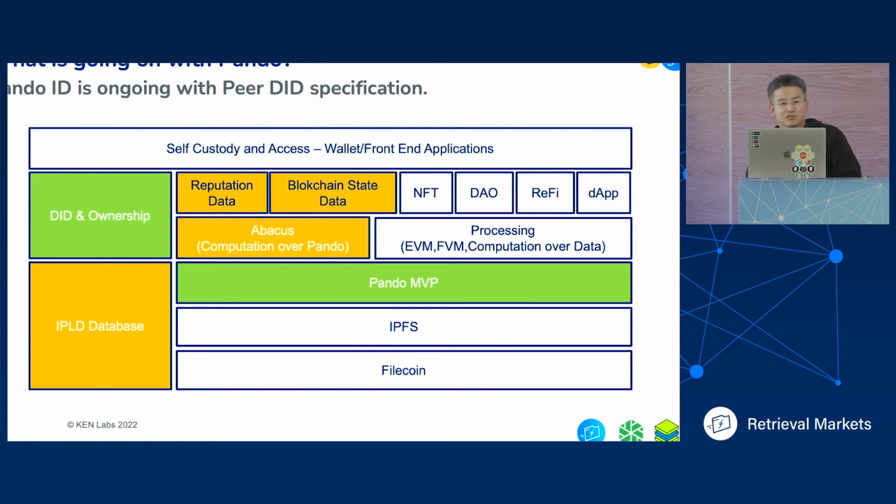Okay, next part I want to introduce the Pando roadmap. Currently we are doing a Pando DID following the peer DID specification for Pando service. That is a very important part for Pando, to also authenticate other peers to store data and fetch data. And currently we launched the Pando MVP. Next step, we will onboard the reputation data and the blockchain state data. Inside the Pando, there is an IPLD database. That means we will build the indexing layer over the IPLD data models, and then we will build the SQL layers over the indexing.